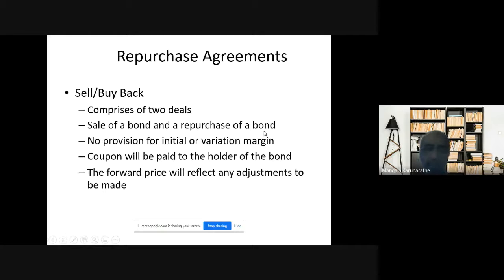So I actually explained a bit on sell and buyback, but we will go through this slide. Sell and buyback comprises two deals, right? Two deals: sale of a bond and a repurchase of a bond, right? No provision for initial or variation margin. Why? Because there's no need, because you do it at the agreed YTM.